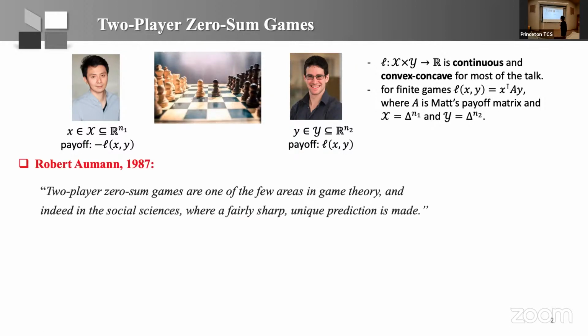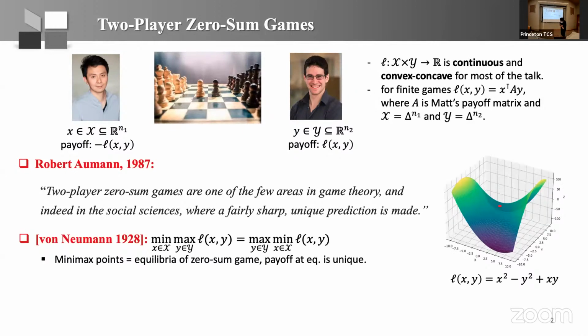Okay, so I think two-player zero-sum games play a really central role in game theory. So I would like to just quote Robert Aumann, who said that two-player zero-sum games are one of the few areas in game theory, and indeed in social sciences, where you can make a really unique and sharp prediction about what's going to happen.